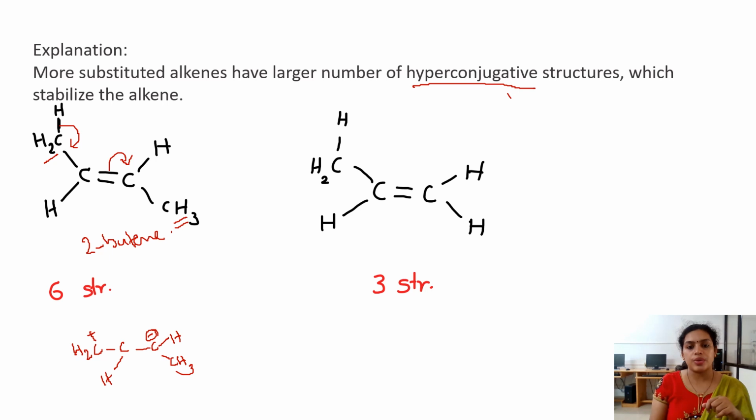But in the case of 1-butene, this is 1-butene. Here the number of hyperconjugative structures is only 3, because only 3 hydrogen atoms are attached to this carbon. Okay, so that is the reason why 2-butene is more stable than 1-butene.